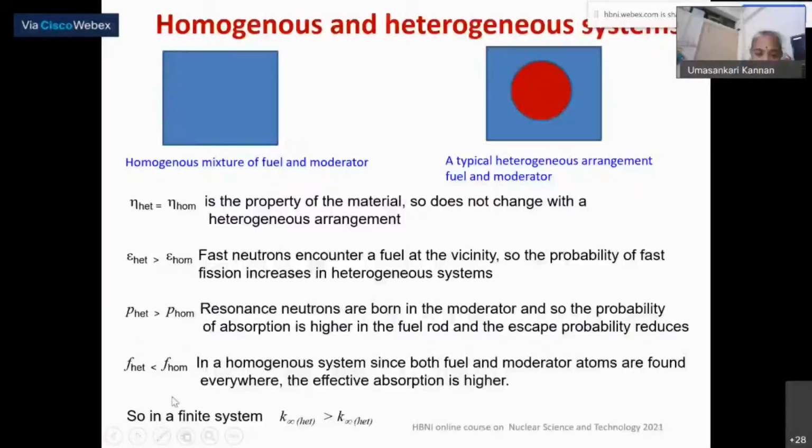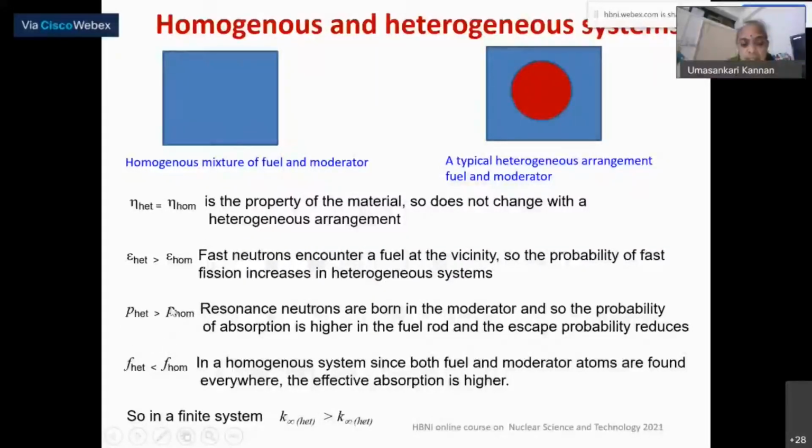So I have given you the various factors, how they will change. Since eta is a property of the material, it is a property of the uranium-235 nucleus or the natural uranium, whatever you're using, it is not going to change whether you're here or here. It's more or less similar. Now, epsilon is a property of how the fast neutrons encounter the fuel in the vicinity. So if fast neutrons are produced here, they are available here in the fuel pin itself, and so they will cause more fissions. So in a heterogeneous system of fuel and moderator, epsilon heterogeneous will be slightly larger than the homogeneous medium epsilon.